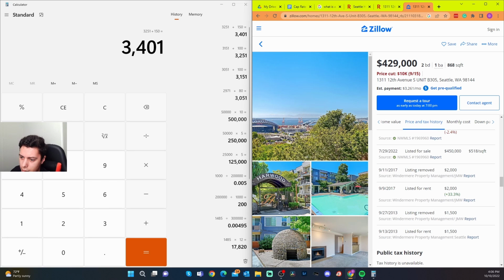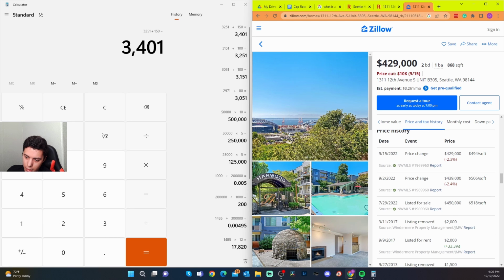So let's see. If you know the area very well, this place last rented from Rudimer Property Management Company for $2,000 a month. Let's say for example, I rent this for $2,000 a month. So my expenses are going to be $3,401. All right. But you really want your rent to be more than the mortgage. This is the thing. You really want it more than the mortgage.